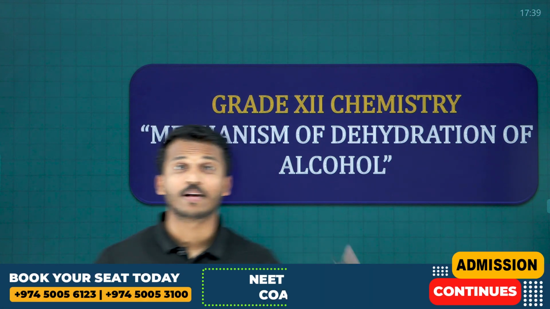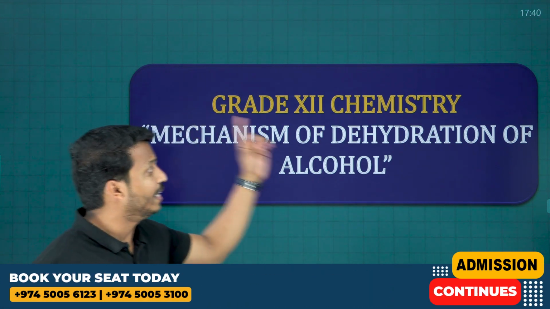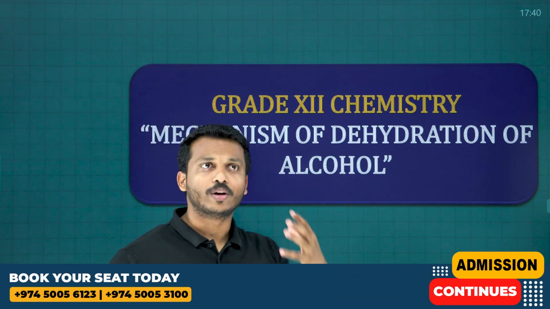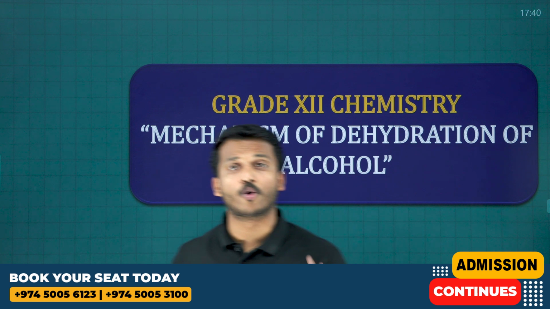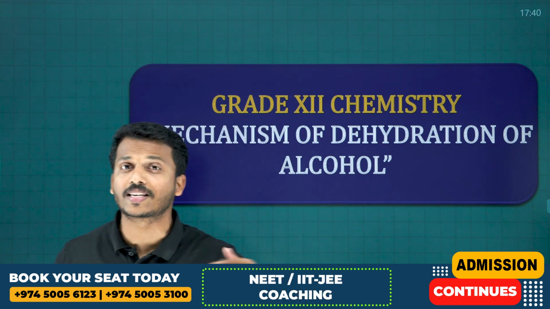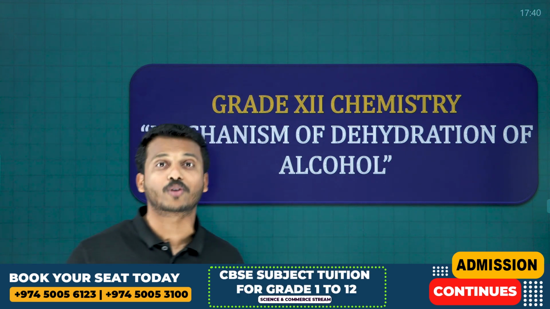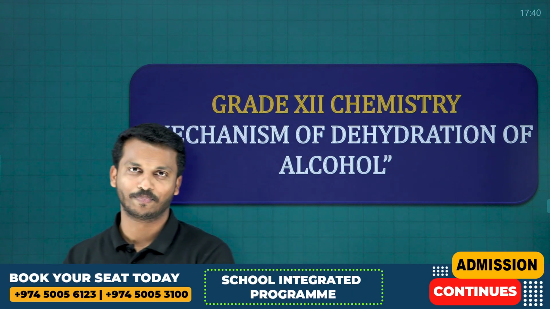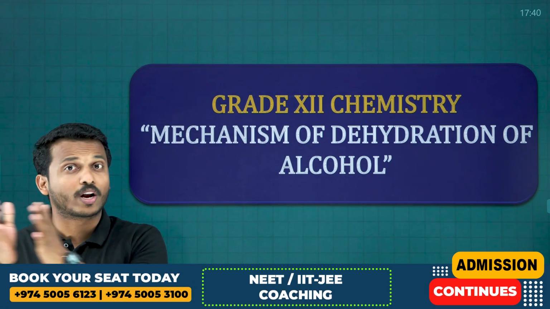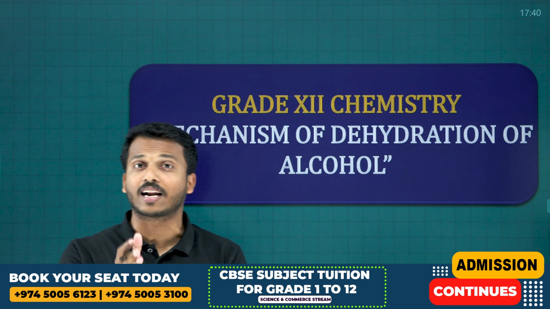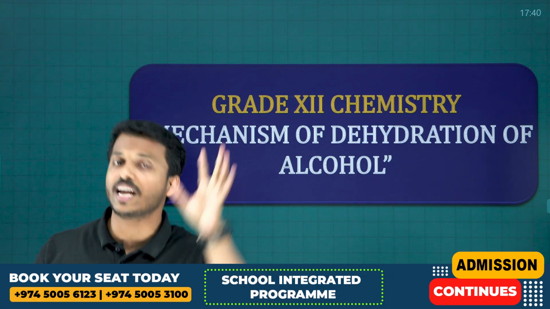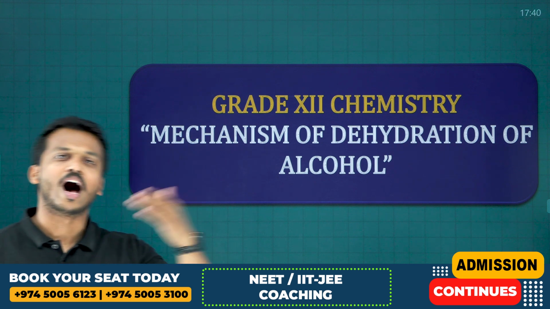Here we are discussing the mechanism for dehydration of alcohol. They were asked in the 2025 and 2024 board examinations. They're repeatedly asking this mechanism for 2 to 3 mark questions. You can expect it from the chapter Alcohols, Phenols and Ethers. The first video we already made was for the acid catalyzed hydration of alkene. This is the second mechanism, for dehydration of alcohol to alkene.